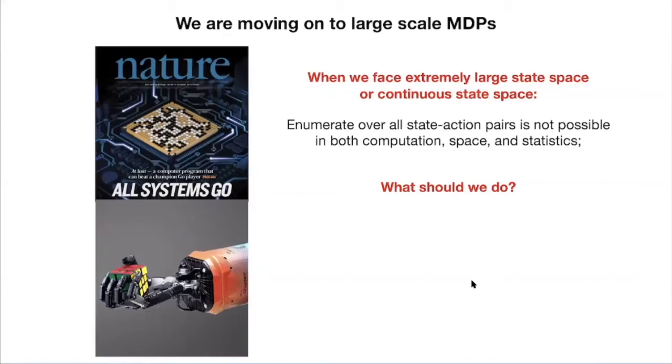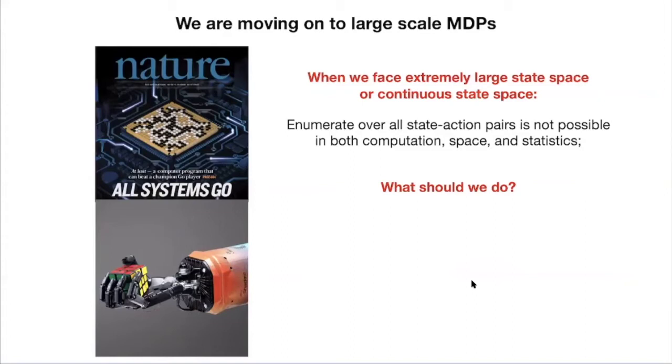So this causes a problem in either computation, space, or even statistics. Imagine that we run the previous algorithm that we just talked about. We have to reset to every possible board position, take an action, and observe the next state, which depends on the opponent. We just can't do that. We're going to need infinitely many samples to do that.